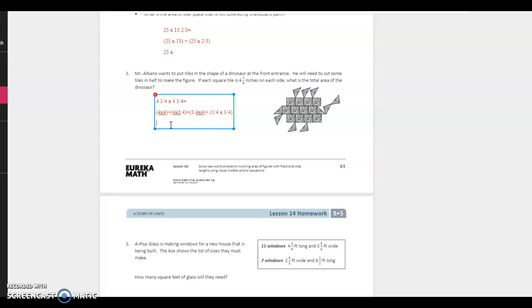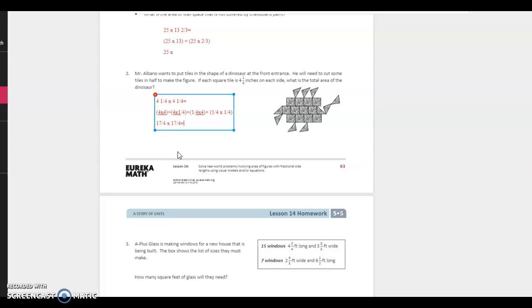So 4 times 4 is 16, plus 1 is 17 over 4. That means that the other one's going to be 17 over 4. And then we have to go ahead and solve. So it would be 17 times 17 over 4 times 4, whatever those answers are.